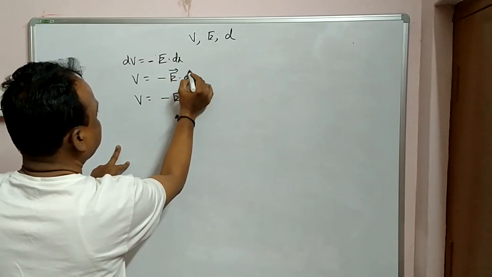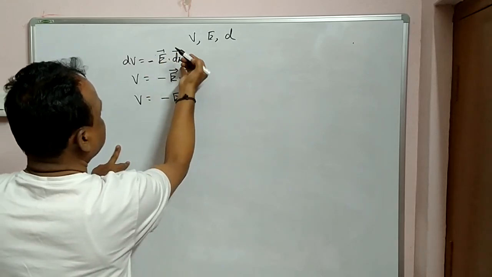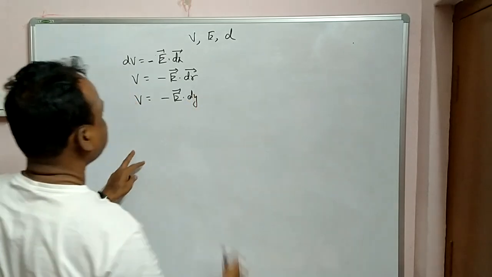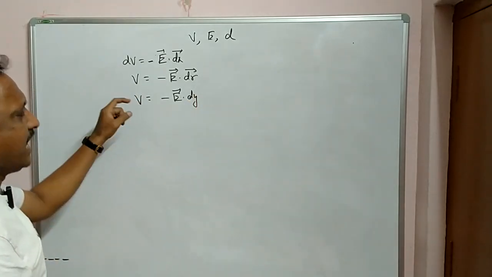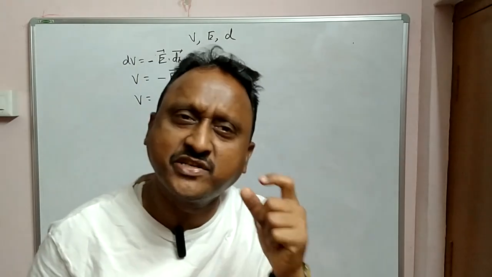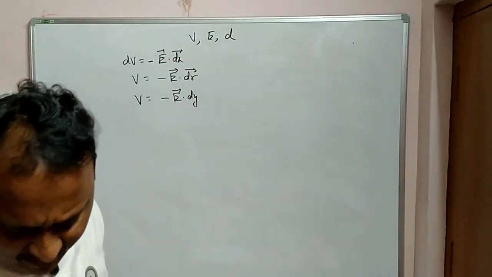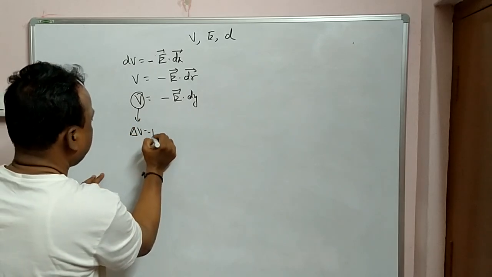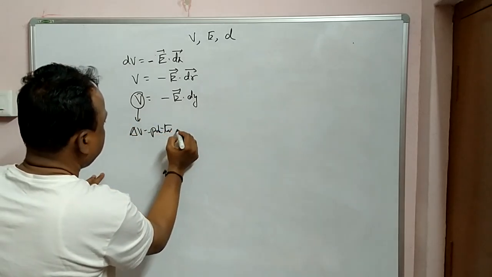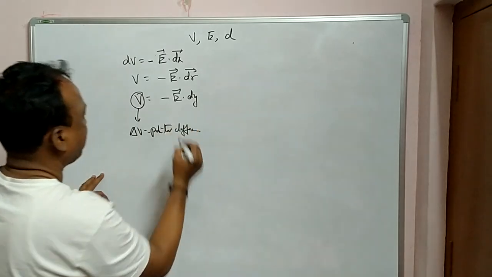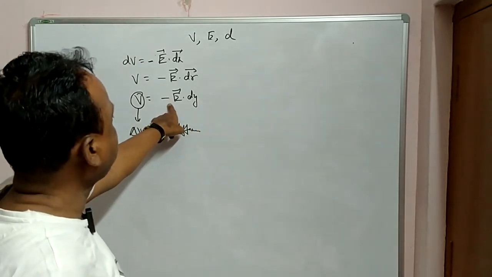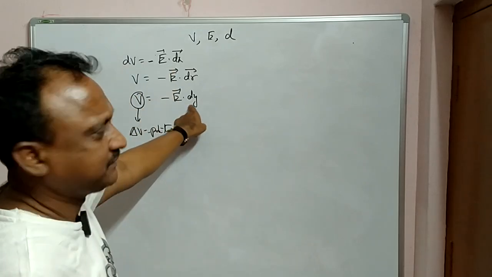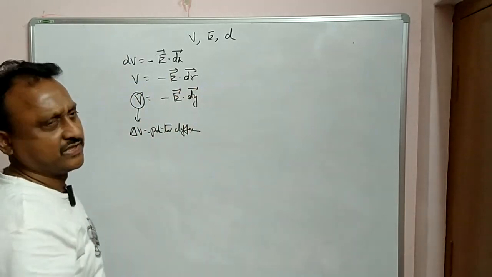Here E is the electric field intensity. These two are vectors, E and the displacement. E dot, anything you can write: dy, dx, dr. And V is sometimes also taken as potential difference, delta V. So it is written as minus of E dot dr, E dot dx, E dot dy, the dot product of these two.